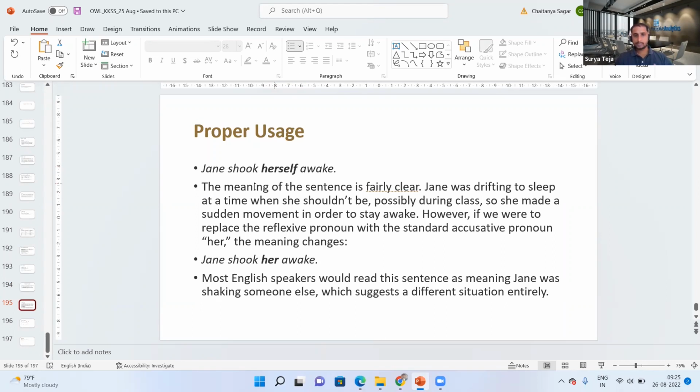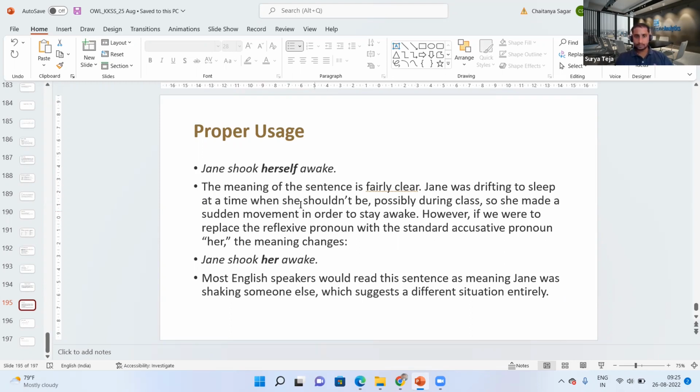Shook is the verb, and the subject and object are referring to the same verb. So they are not different. Jane is the same person as herself, and they both are referring to the same verb, shook. It could be any verb. If the subject and object are referring to the same thing, then we use herself.